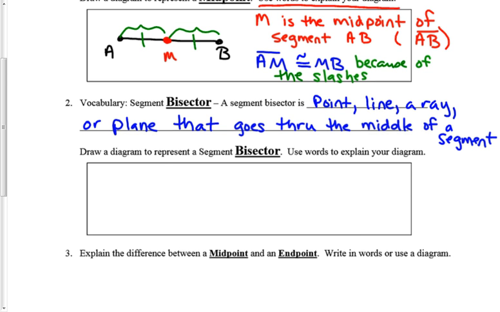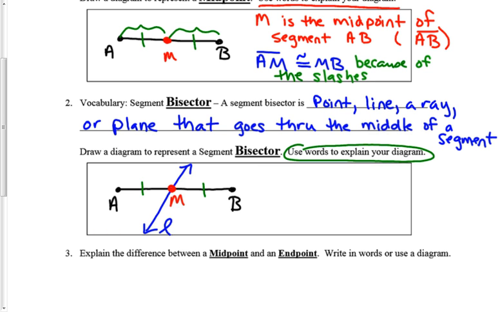So again, we're going to draw a diagram to represent this. We start with our segment. So I'm going to label this segment, segment AB, and again, the endpoints are labeled A and B. I'm going to go ahead and have my bisector be a line. It doesn't really matter. So I'm going to draw a line. I'm going to label the line L. And I'm going to now indicate that it goes through the middle by putting a point right where that line crossed my segment. I'm going to go ahead and label that M. And then the last thing I'm going to do is put the slashes on to indicate that AM and MB are the same length.